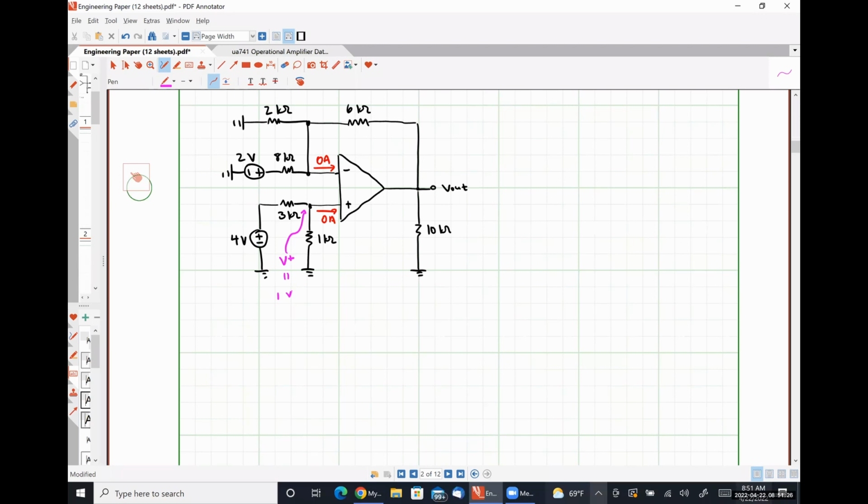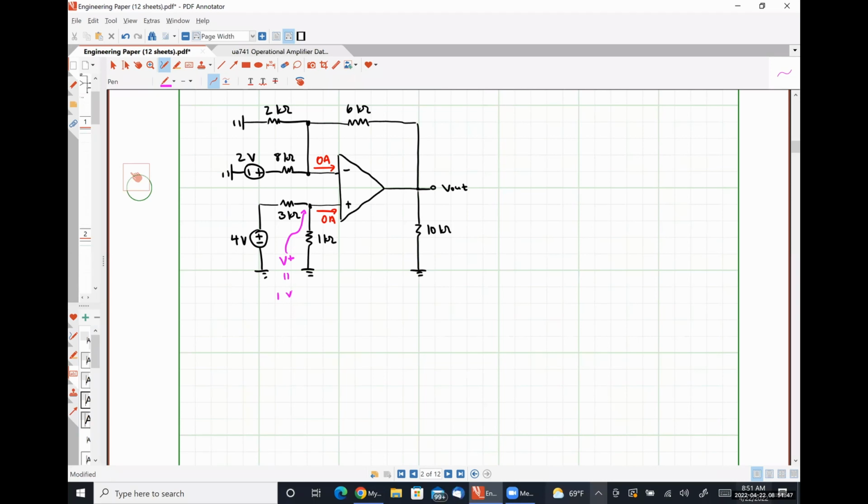Absolutely. You could say, yeah, 4 volts minus 3 volts is equal to 1. It doesn't matter which way you do KVL around there. You're going to get the same answer. Well, I say it doesn't matter. As long as you're doing KVL correctly, you're going to get the same answer. Yes. Okay. So step 1 is taken care of. Are we okay with this?